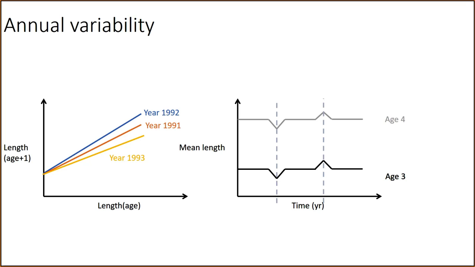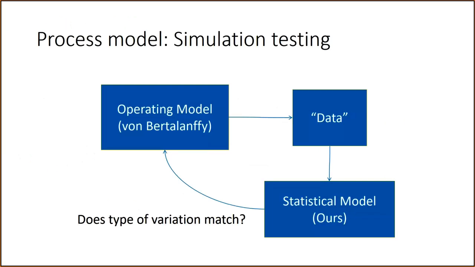And so what you end up seeing in this case on this left-hand plot is you would see across ages, there are certain years where all the fish are smaller, or there are certain years where all the fish are bigger. And so this is affecting across cohorts.